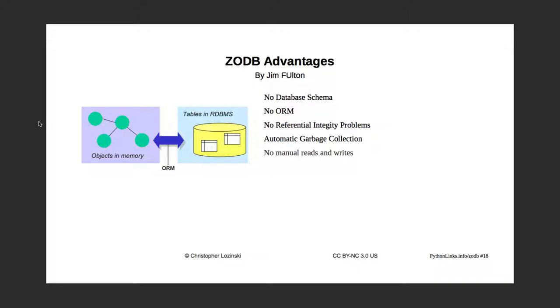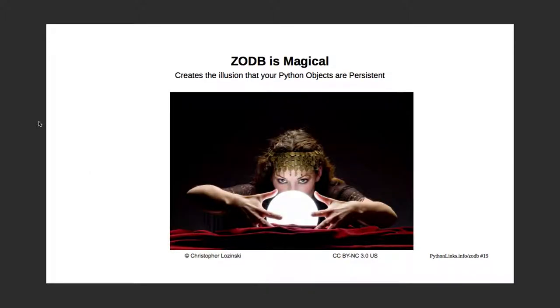And so the great thing about just using the ZODB is you don't get any database schema, you don't get any object relational mapping, you don't have referential integrity problems. You do have automatic garbage collection that simplifies life, and you don't have to worry about any manual reads or writes. So it's just much, much simpler. And of course, it's really magical.